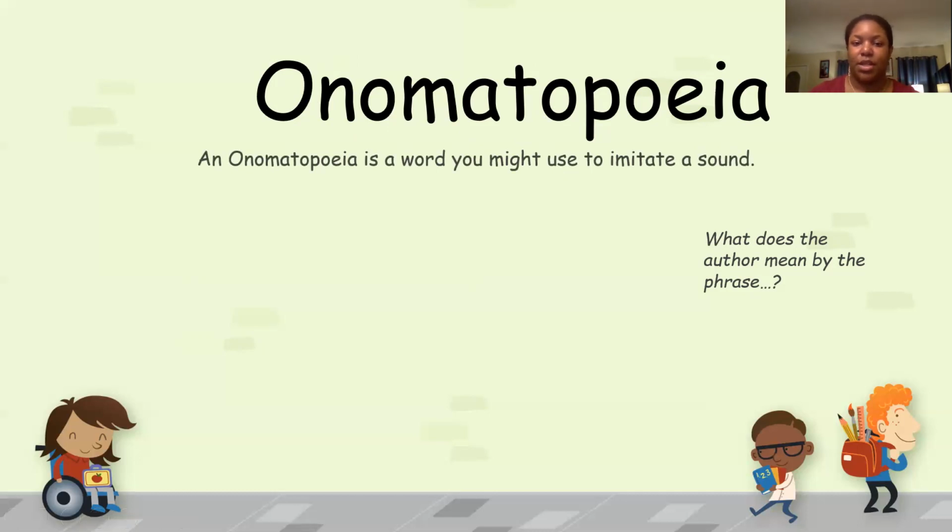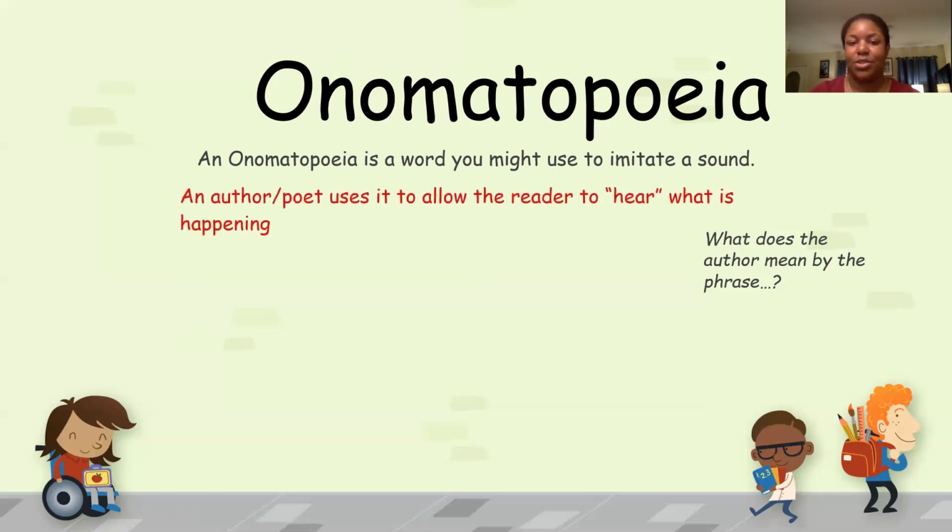Onomatopoeia is when you use a word that imitates a sound. And an author would usually use this to allow the reader to hear what's happening in the story. So what's happening in a poem or what's happening in a story. Someplace that you might see onomatopoeia a whole lot would be comic books, especially.